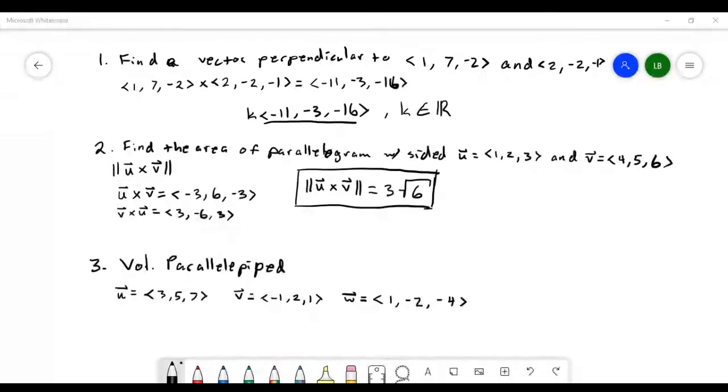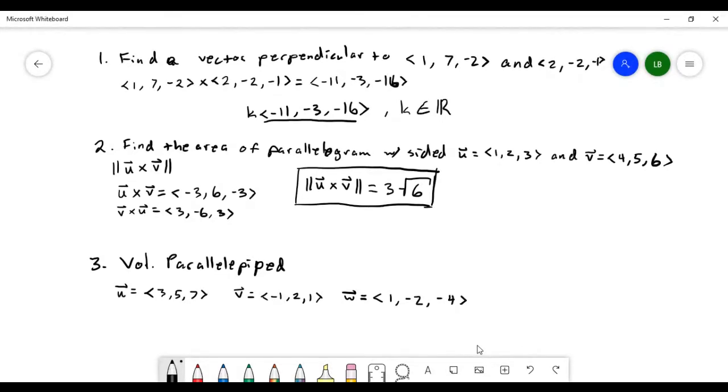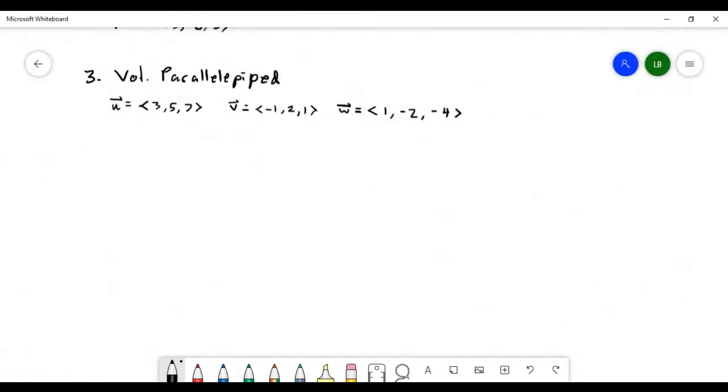Everything good? All right. Moving on to the last one, the volume of the parallelepiped. Remember, the volume of the parallelepiped can be found using the triple scalar product. And I did u cross v dotted with w. Of course, it's also perfectly fine to do u dot v cross w. And in this case, since we're taking the volume, it would be the absolute value of this triple scalar product.